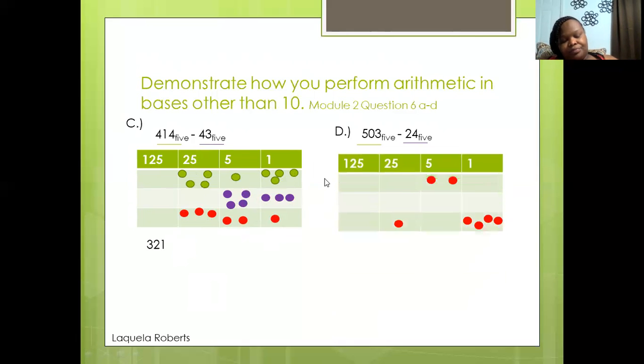So for D, 1, 2, 3, 25, 1, 2, 3, and 5 doesn't have any. But what you see here is what we're going to take away. So 24 is 1, 2, 3, 4. 5 has 1, 2, and then 25 has none. So when we're going to take away our numbers to equal it out to have some, it's going to be 424.